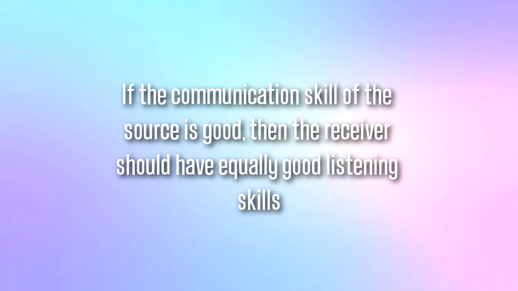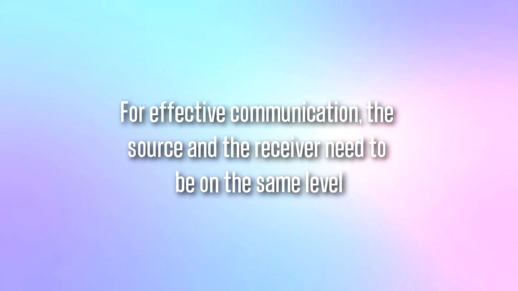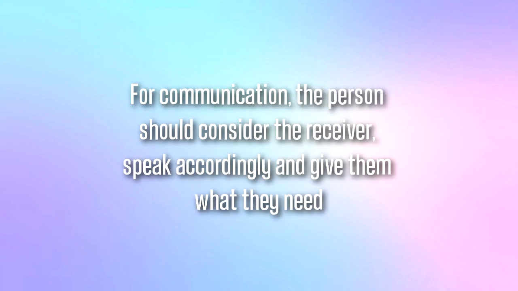For example, if the communication skill of the source is good, then the receiver should have equally good listening skills. It cannot be said that the receiver does not receive the whole message, because even though he may receive it, he may not be able to interpret its meaning. For effective communication, the source and the receiver need to be on the same level. You have to remember, self-image differs from person to person. For communication, the person should consider the receiver, speak accordingly and give them what they need.